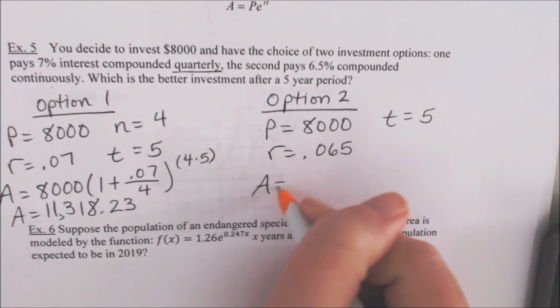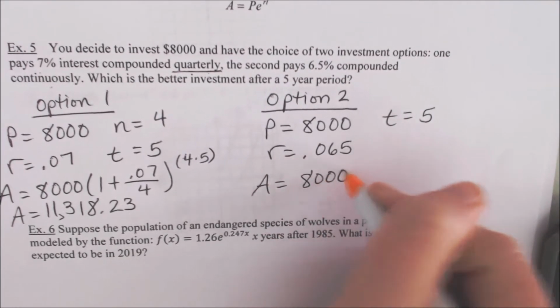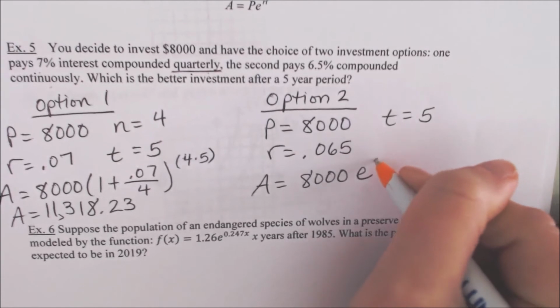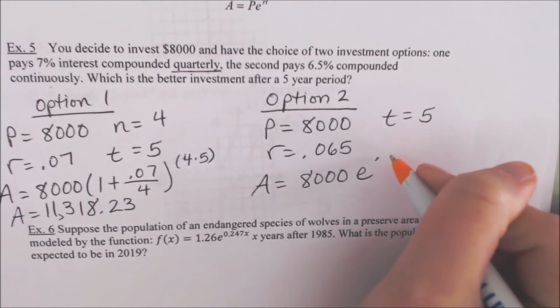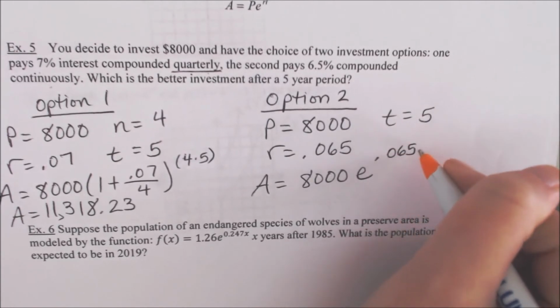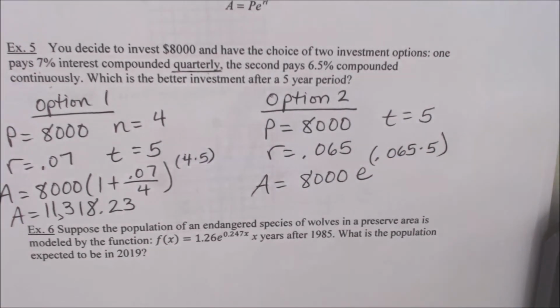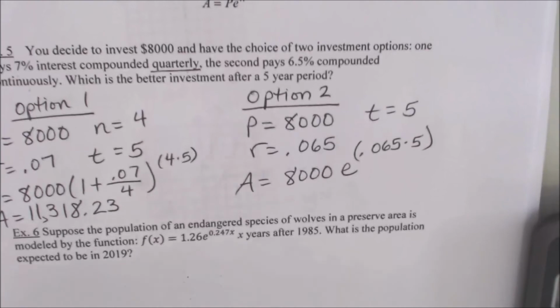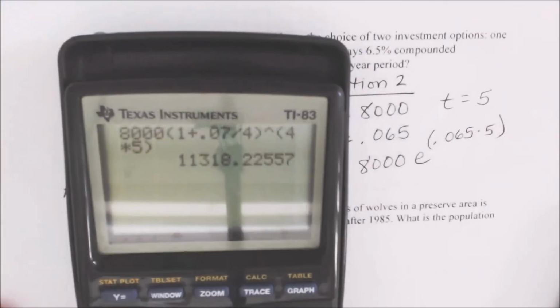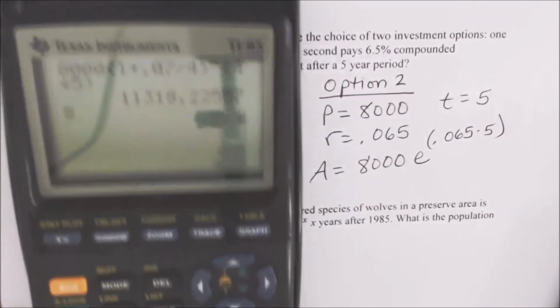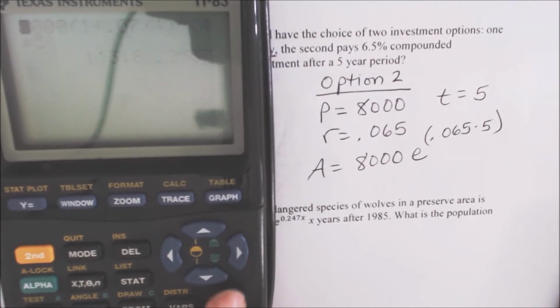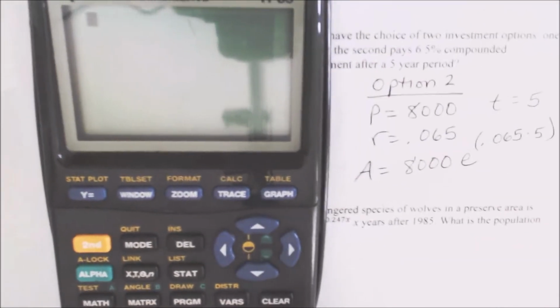So we're going to have A equals 8,000, E to the 0.065 times 5 power. And then we did put that into the calculator. So let's try that. Oops. Let's try that. See if we can get this to show up for you. Sorry, I know the picture is not great. We'll work on this in class as well so we can all get some practice with the calculator. So make sure you bring your calculators to class.